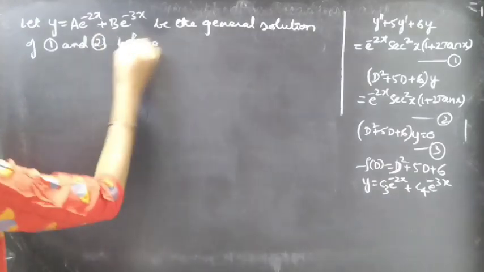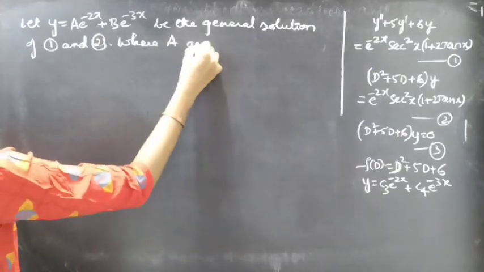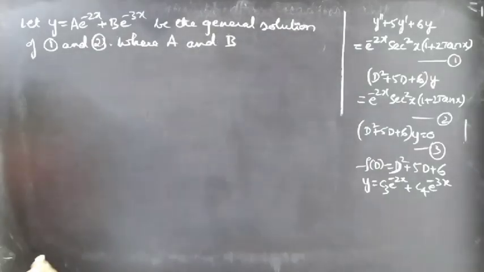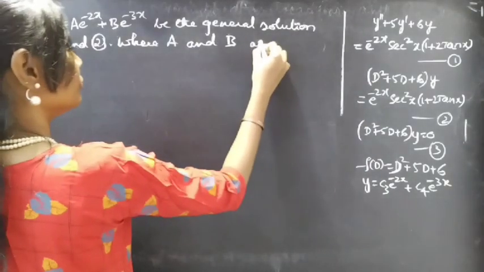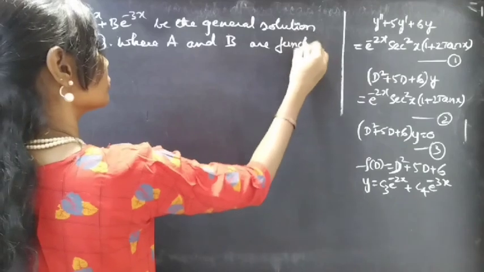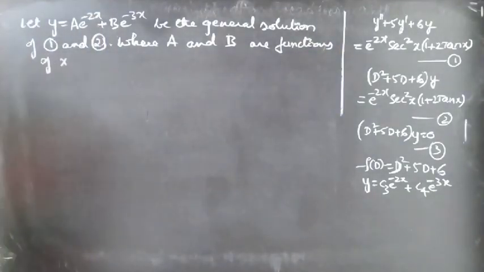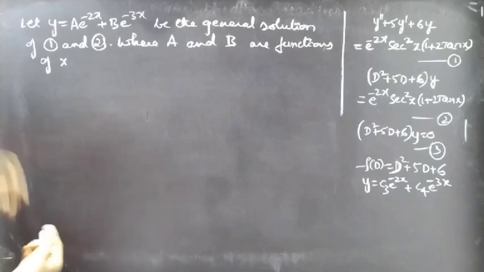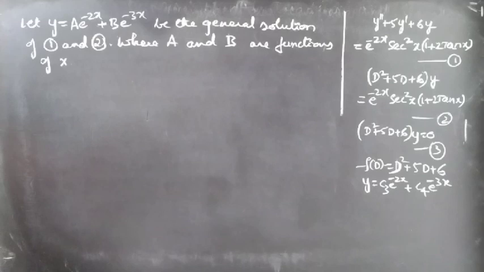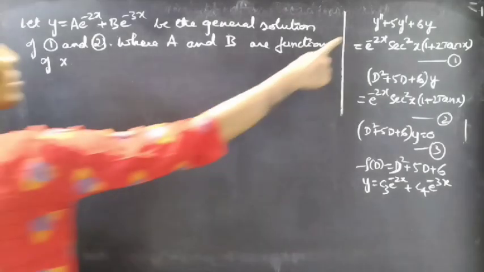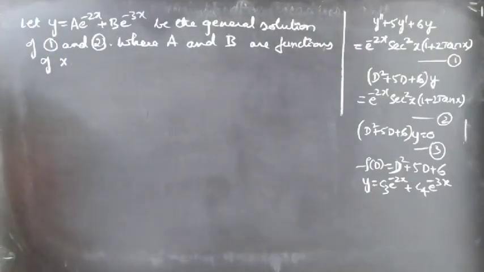Where a and b are functions of x, right? We are saying that y is the general solution of equations 1 and 2. So we can say that y is the solution of equation 1, so that y satisfies equation 1, right? Now we'll find y dash and y double dash.